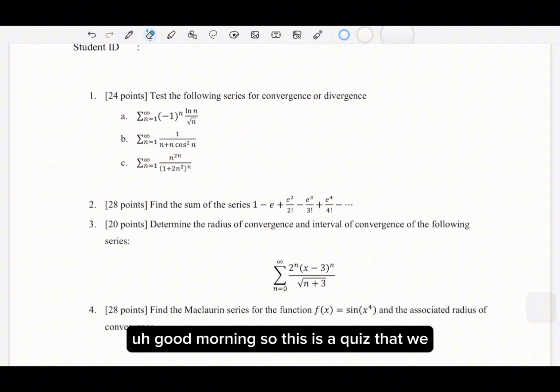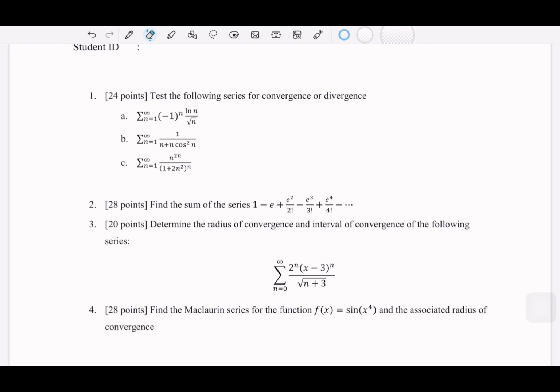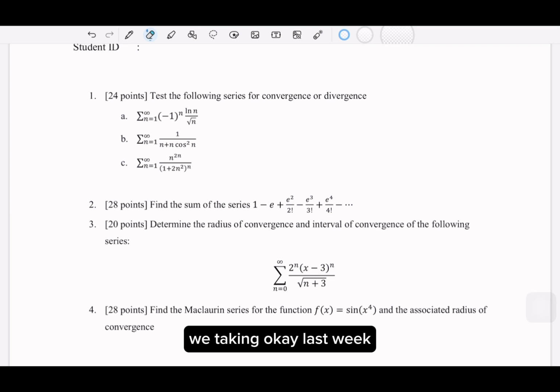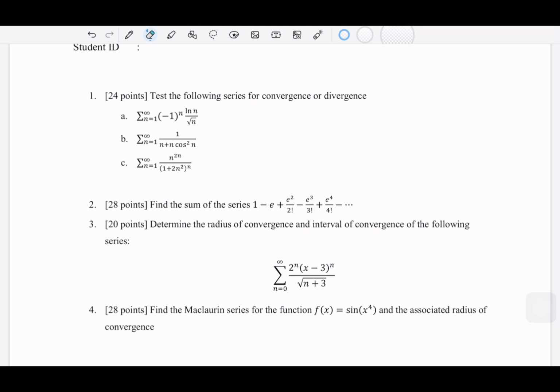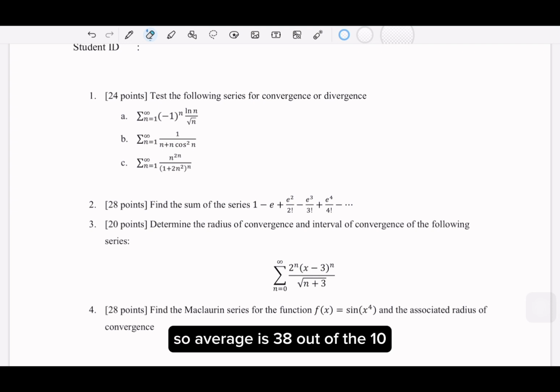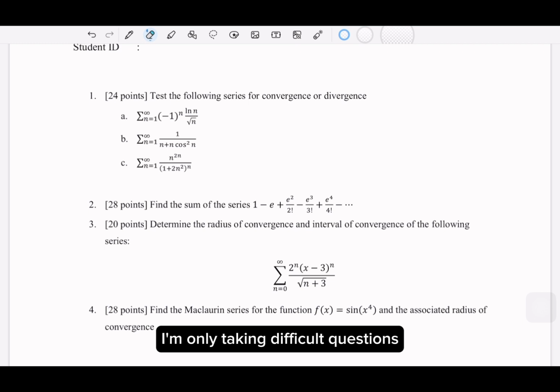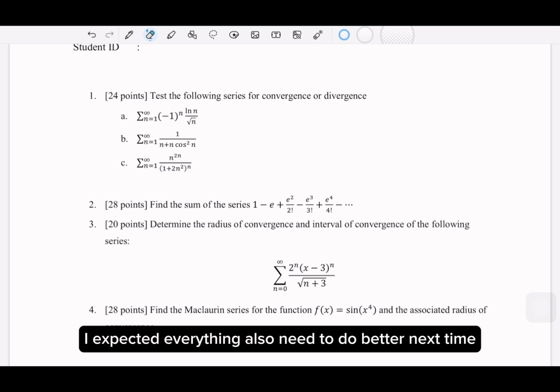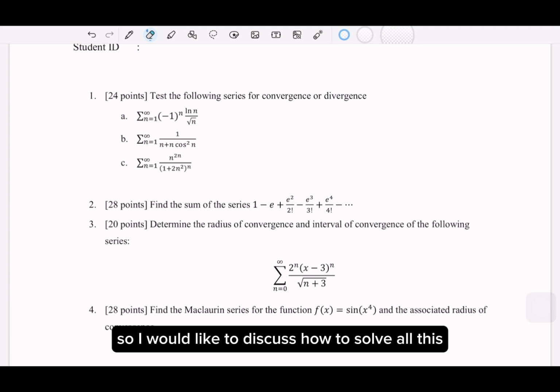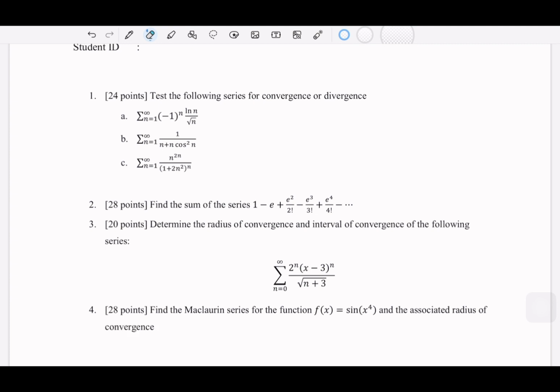Hello everyone, good morning. So this is the quiz that we took last week. The average is 38 or 59, so it was really low, and this is actually a typical question in the textbook. I'm only taking typical questions, so it's considered really low. So you need to do better next time. Okay, so I would like to discuss how to solve all these questions.